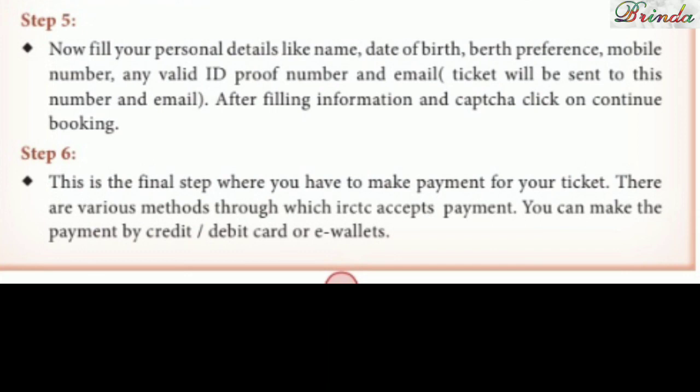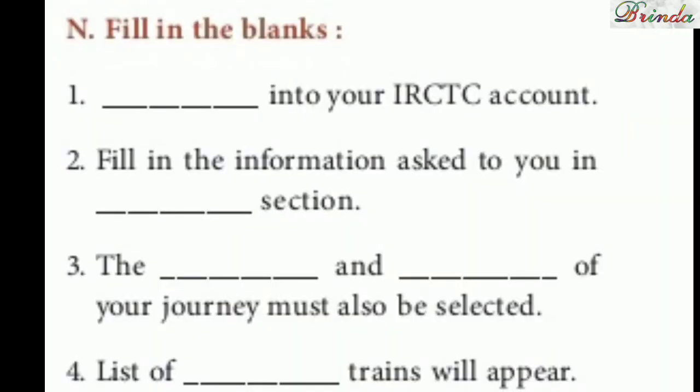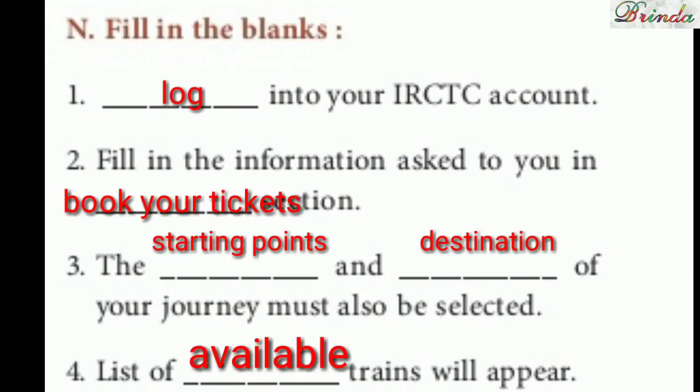Fine, children. Did you all listen well? Okay, now let us see the fill in the blanks. Dash into your IRCTC account. So what you should do? Log into your IRCTC account. Fill in the information asked to you in dash section. Fill in the information asked to you in book your ticket section. The next one, the dash and dash of your journey must also be selected. The starting point and destination of your journey must also be selected.